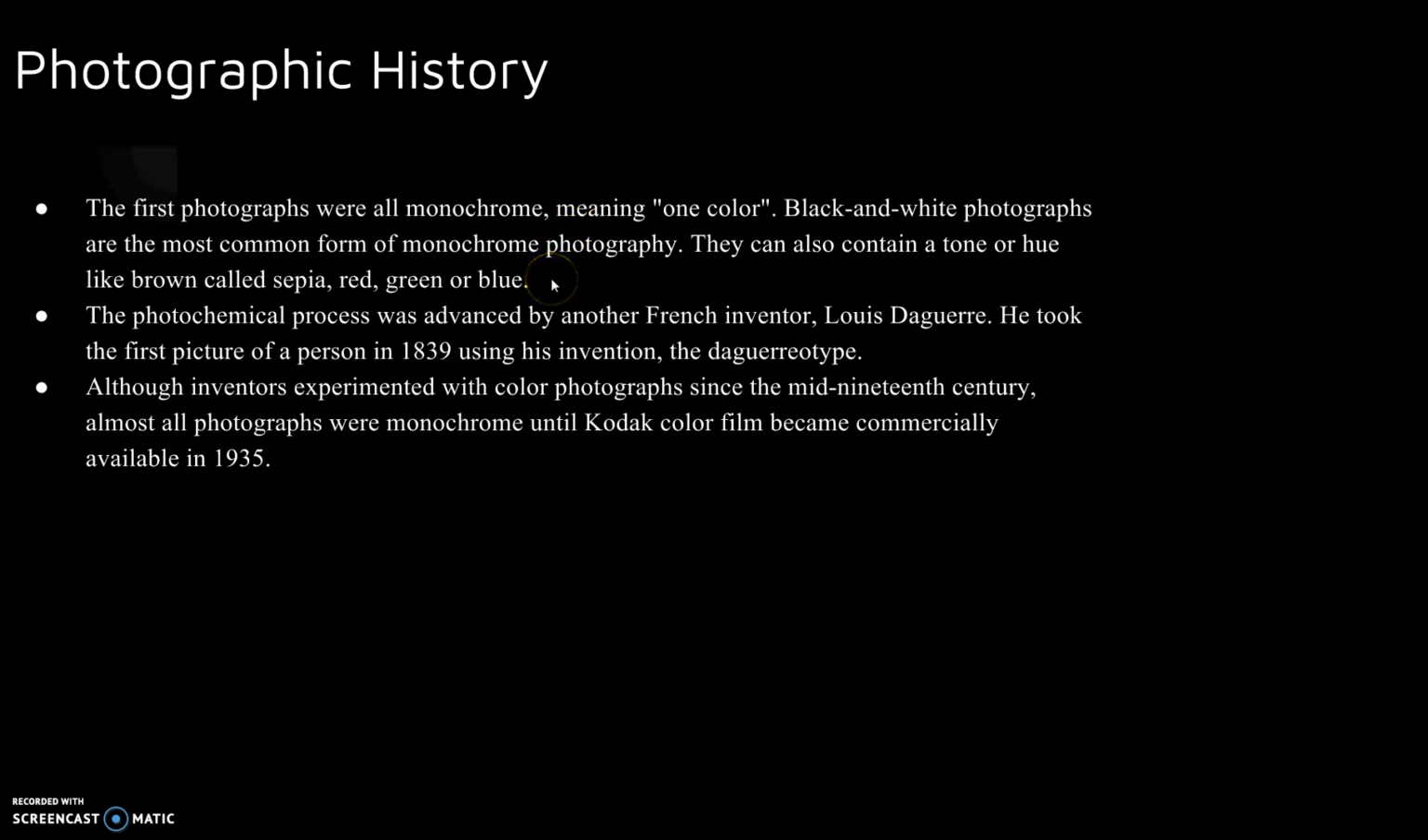Photograph history. The first photographs were all monochrome, meaning one color. Black and white photographs are the most common form of monochrome photography. They can also contain a tone or hue, like brown, sepia, red, green, or blue.